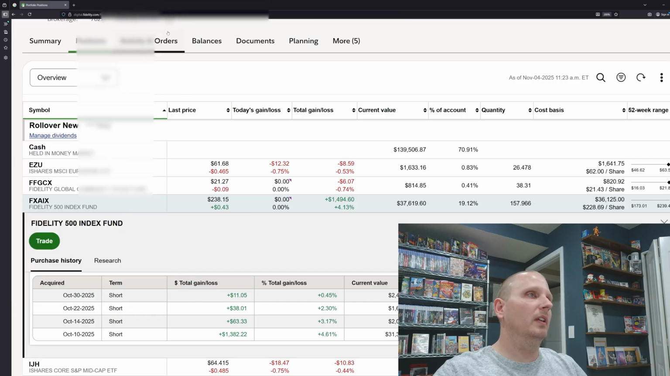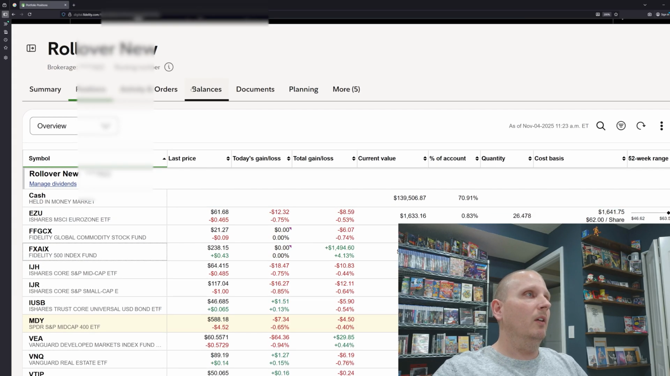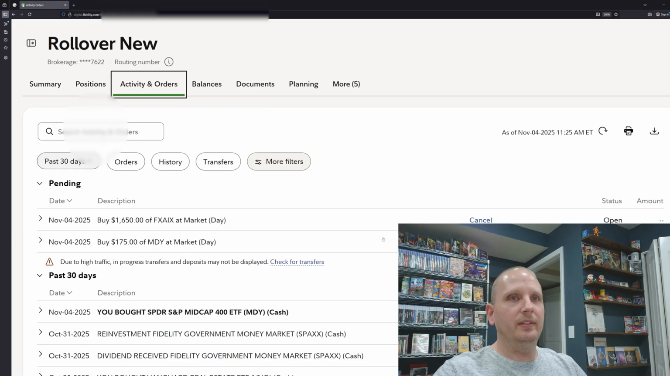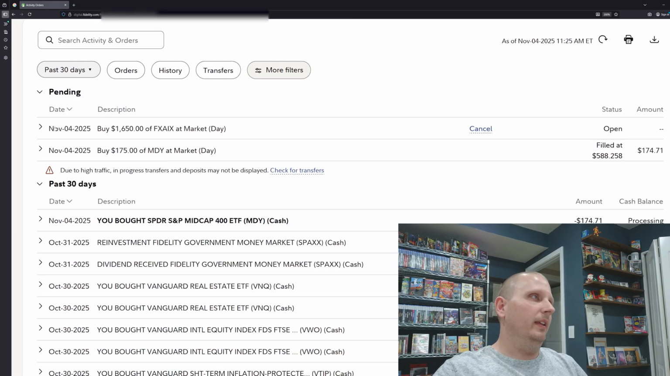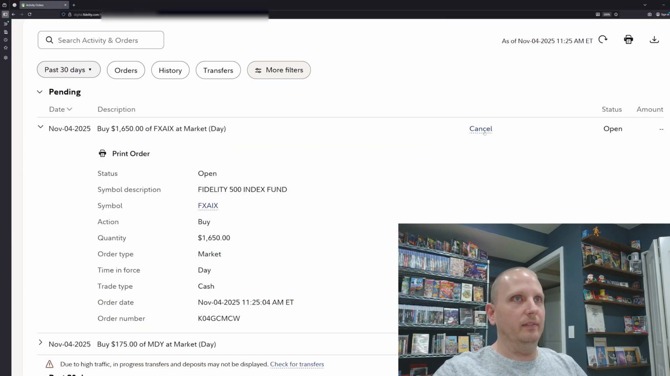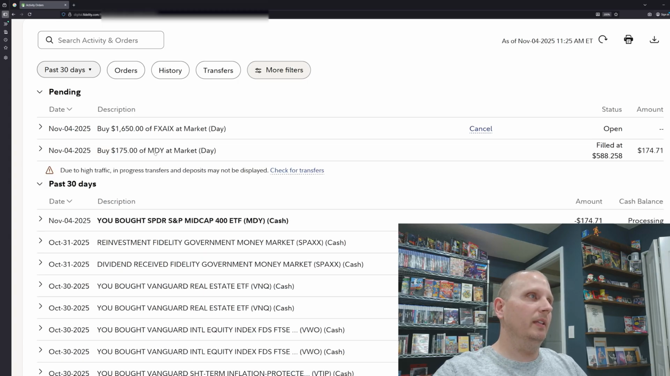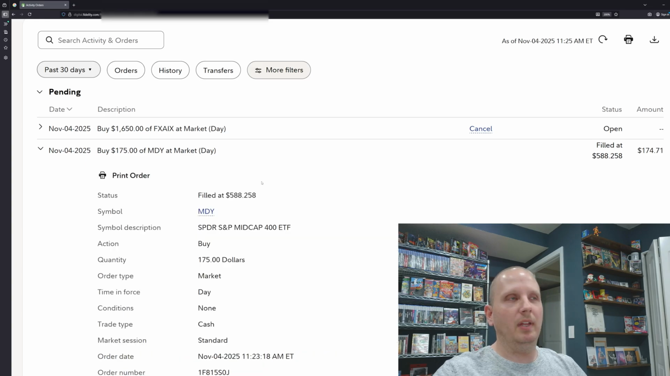All right, so that one's done now too. And now when we go to look at our activity, you're going to see this one is open. And again, that's because it'll fill at the end of the night. If you wanted to, you could cancel it. If for some reason you changed your mind or you had a typo on the ETF, the MDY that we just bought, you'd have to sell it. There isn't anything you can do. You can't cancel it. It's literally filled as soon as you hit the buy button.